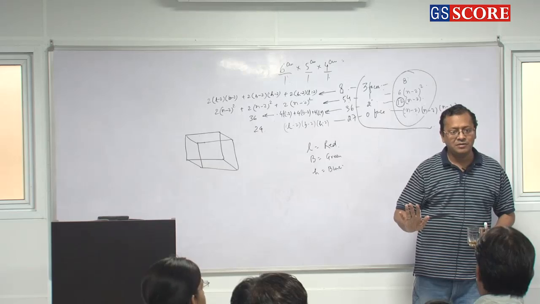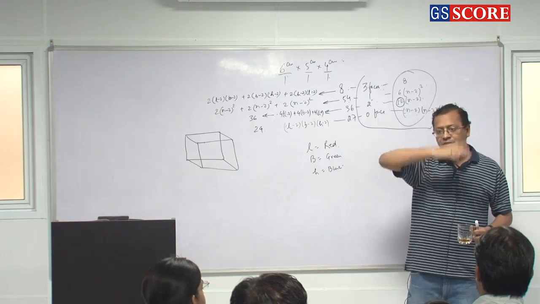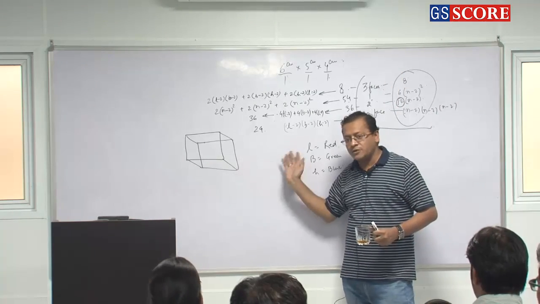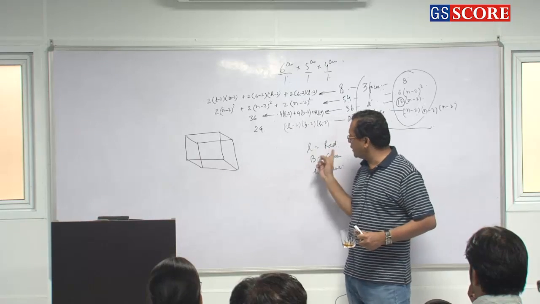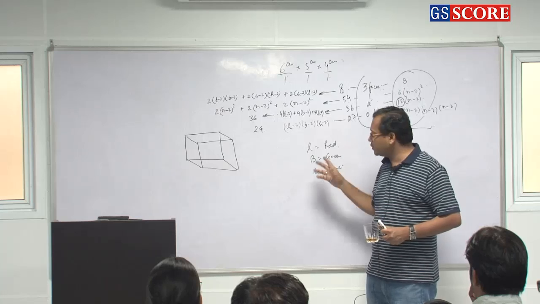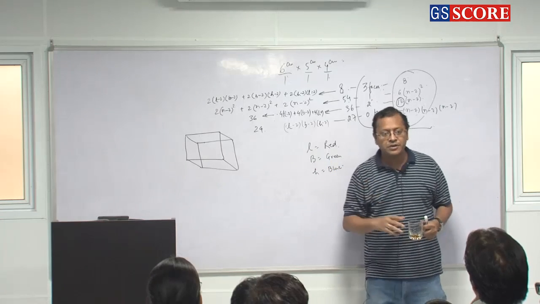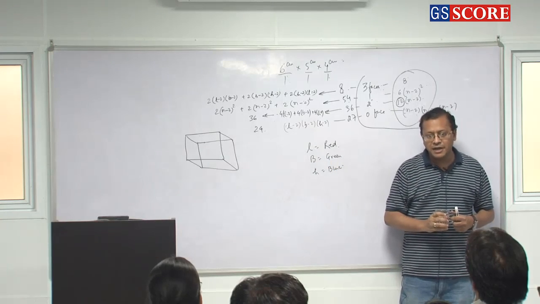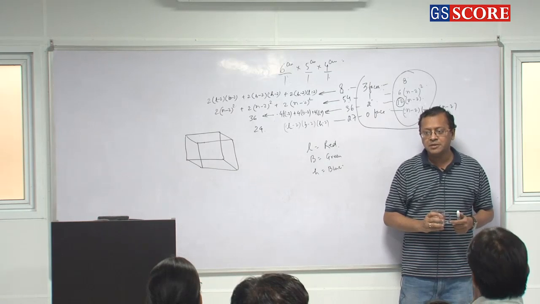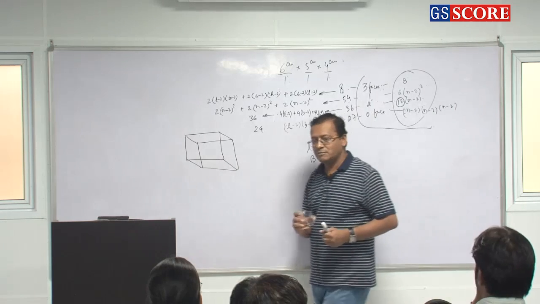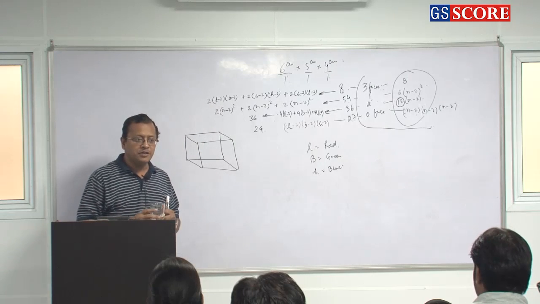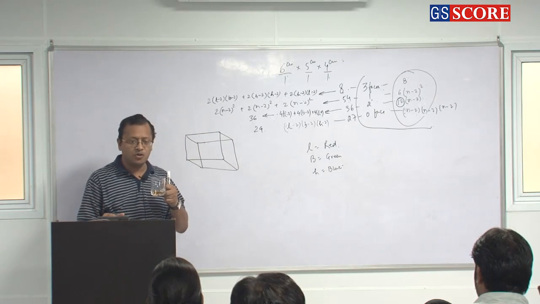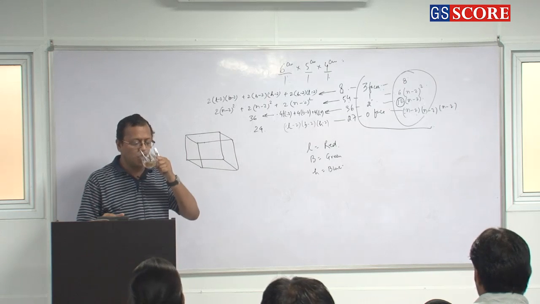Clear or not? So I color this entire room lengthwise on the outside with red color. Breadthwise on the outside I color it with green color. Height-wise I color it with blue color. Right? And then I ask you a question. How many cubes are having 3 faces painted? Corner cubes are 3 faces painted. No problem here.